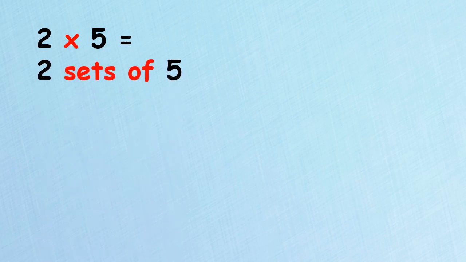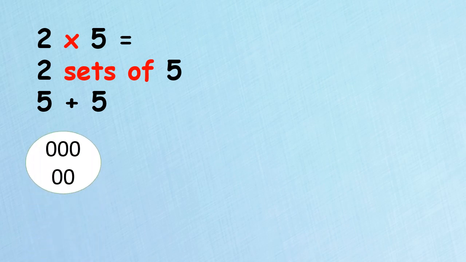So here we have a sum. 2 multiplied by 5. Now we have learned that the multiplication sign means sets of. So we could say that we have 2 sets of 5. So if we have 2 sets of 5, it means that we have 5 add 5 using our repeated addition. And then we are going to draw our sets.